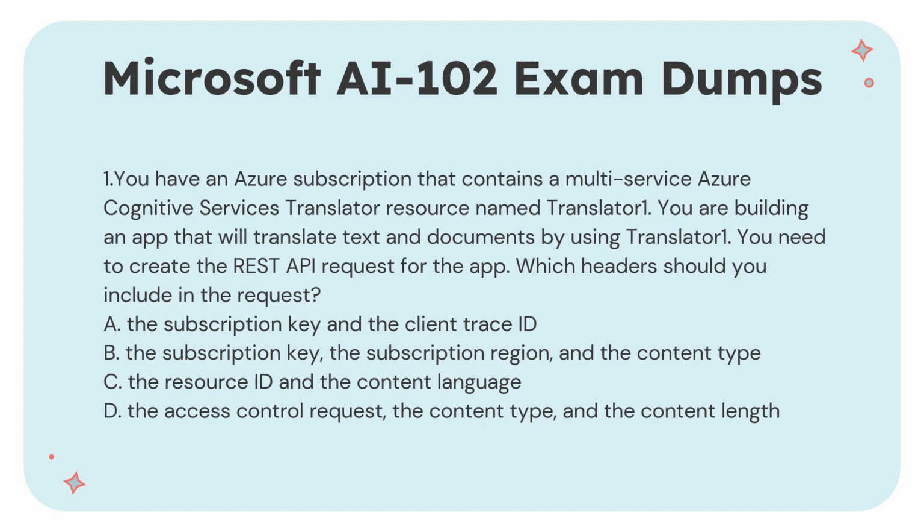A. The subscription key and the client trace ID. B. The subscription key, the subscription region, and the content type. C. The resource ID and the content language. D. The access control request, the content type, and the content length.